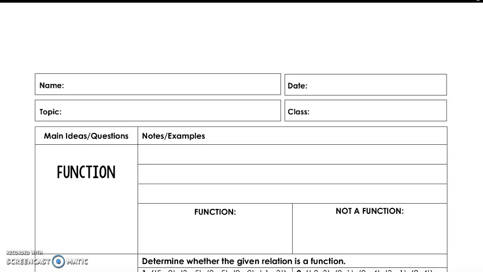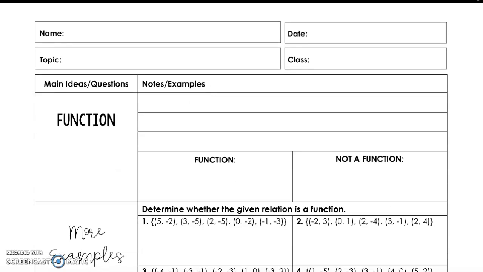This video will cover notes 3-5 and 3-6. So we've looked at domain and range of relations. Our next question is going to be, is the relation a function? Your answer for these questions will just be yes or no.